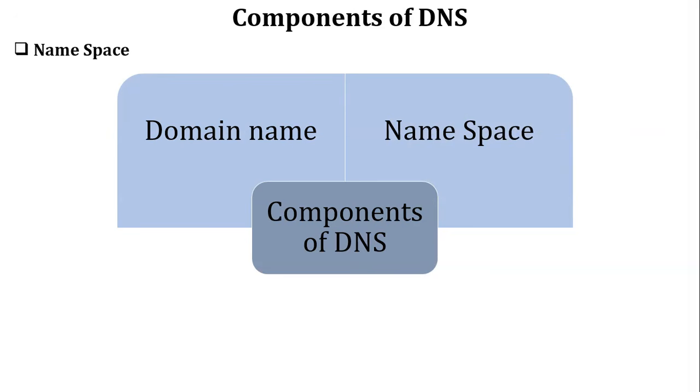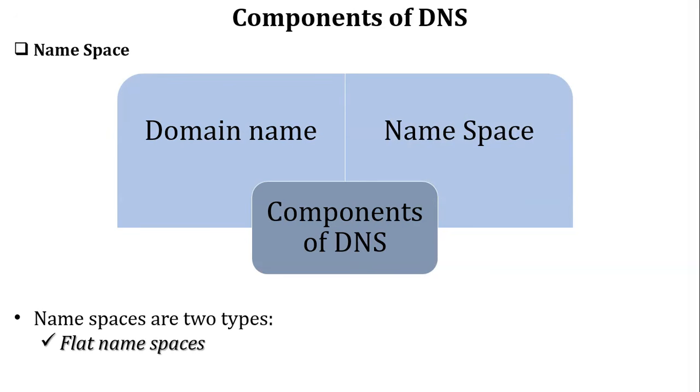Next component is namespace. There are two types of namespace. The first one is flat namespace and the second one is hierarchical namespace. In flat namespace, all the nodes are directly connected to the root node. So there is no structure in the flat namespace. In hierarchical namespace, all the nodes are connected with different partitions like top level domain, second level domain, third level domain. So now let's discuss both the namespaces one by one.